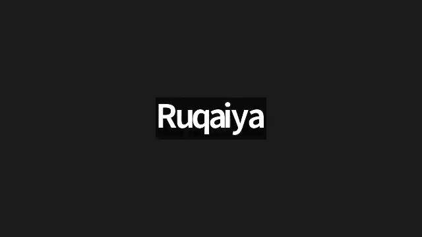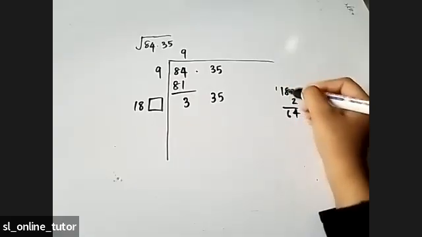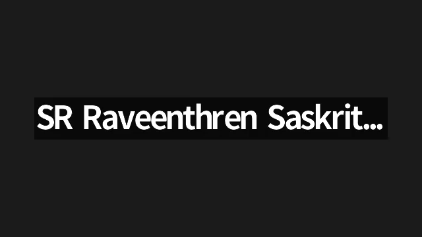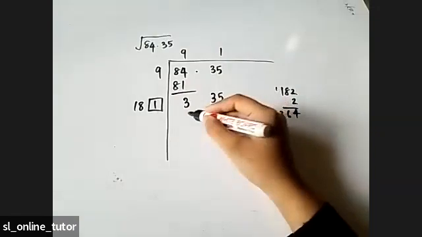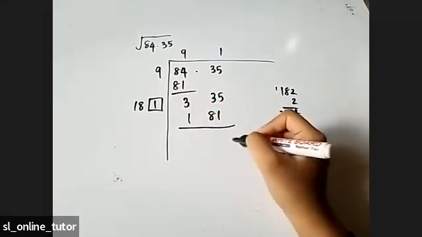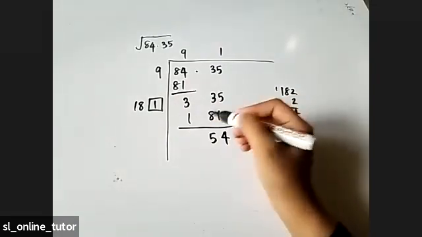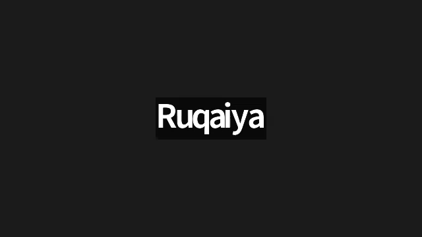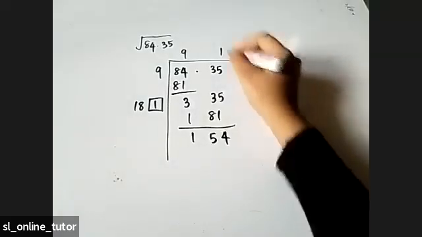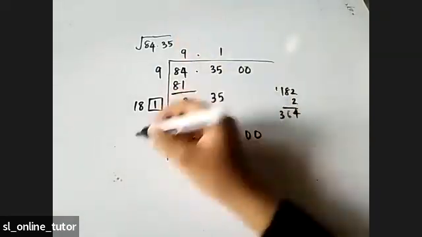What is a suitable number for the box? 1. If I put 2, what do I get? 364. No, we had put 1. 181 means here also 1. 181 times 1 means 181. When you subtract this one, how much do you get? 154, right? Yes, ma'am. Now carry 2 zeros because we need 2 decimal places. 2 zeros down.